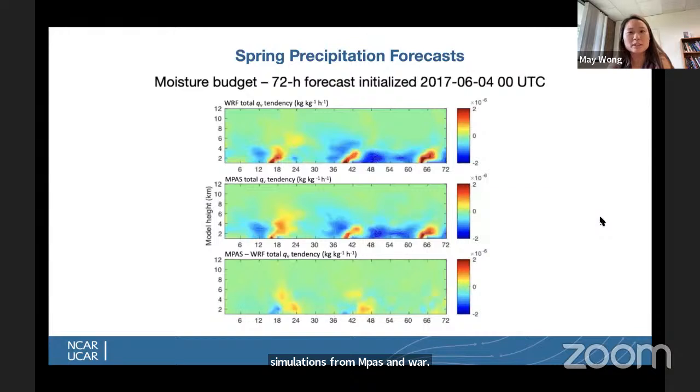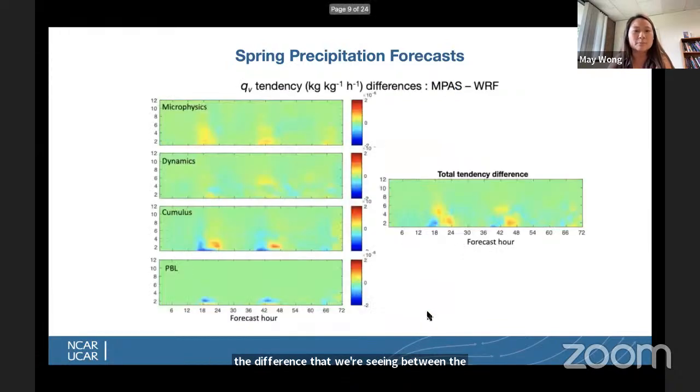So one thing when we look at precipitation forecast, trying to figure out where the difference is coming from, we could look at the moisture budget. So shown here is the total QV tendency in the top panel from WRF for a 72-hour forecast initialized for one of the days during the spring period. The middle panel shows the total QV tendency from MPAS, and the bottom is the difference. And you can clearly see that between 18 and 0 UTC, there's a difference that we're seeing between the two models.